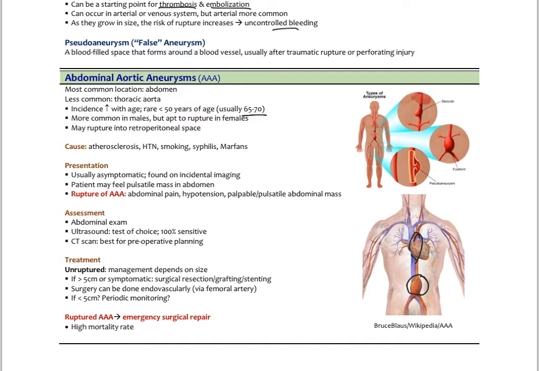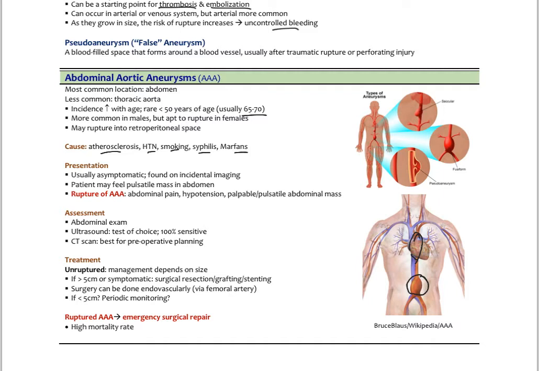The aorta is actually in the retroperitoneum, so behind the peritoneal space, and so with a rupture there, all the blood would fill into the retroperitoneal space. The causes would be atherosclerosis, hypertension, smoking, again, syphilis, Marfan's, copper deficiency, things like that. The presentation is typically asymptomatic, unfortunately, until they rupture. And they're usually found on just incidental abdominal exam.